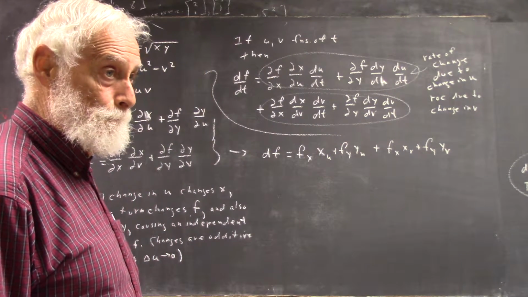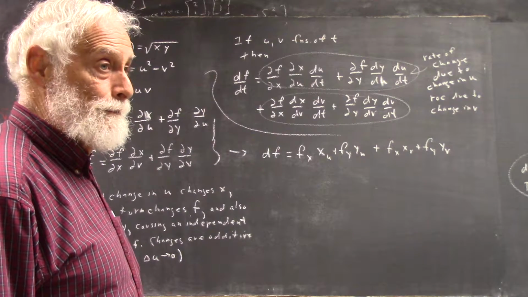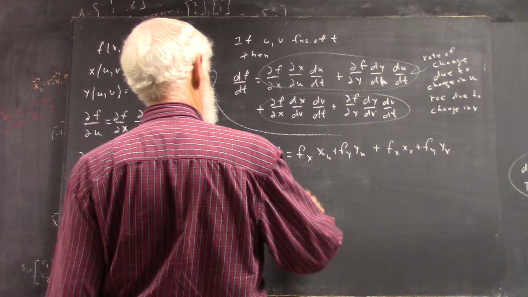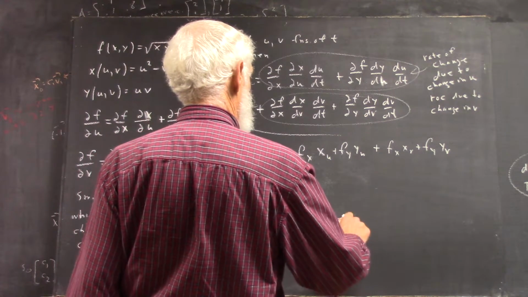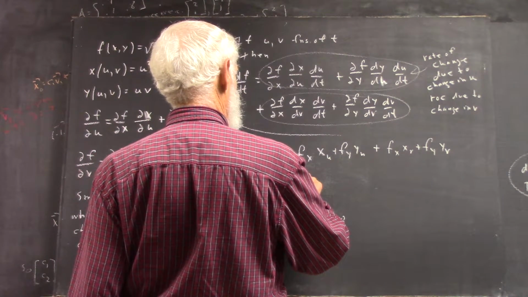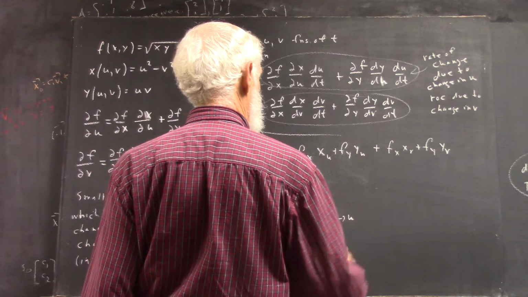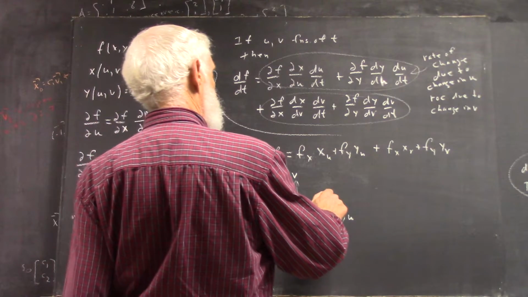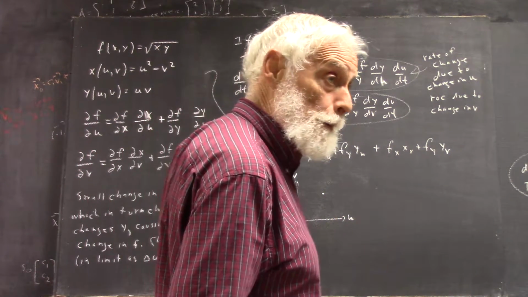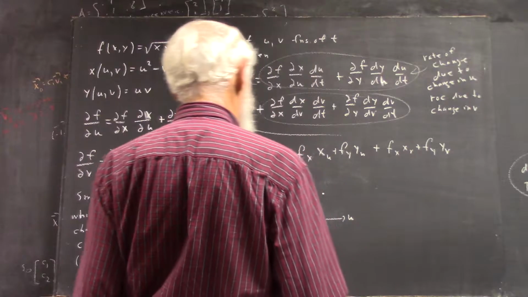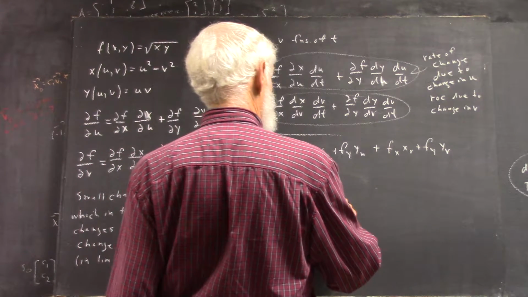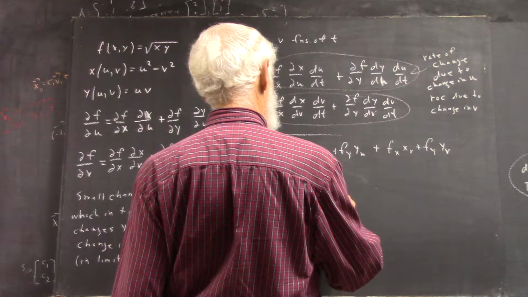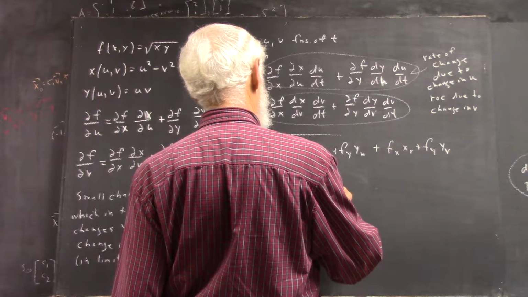okay? So essentially, we've got our uv plane, okay? So we have some value of u and v, right? Hey, where are you going? The car is that way. And u changes by a little bit, and v changes by a little bit.